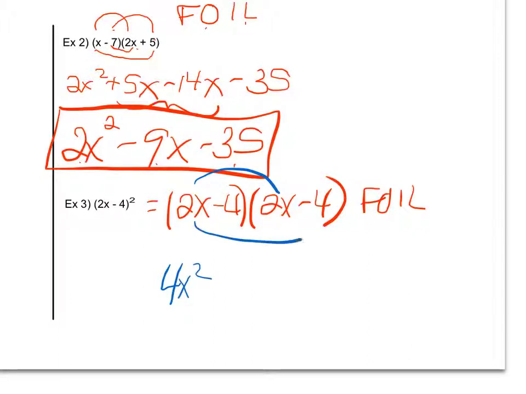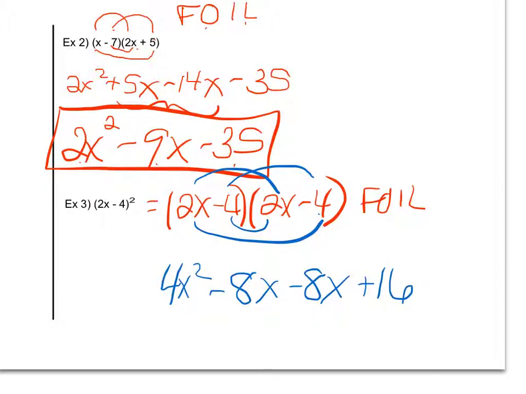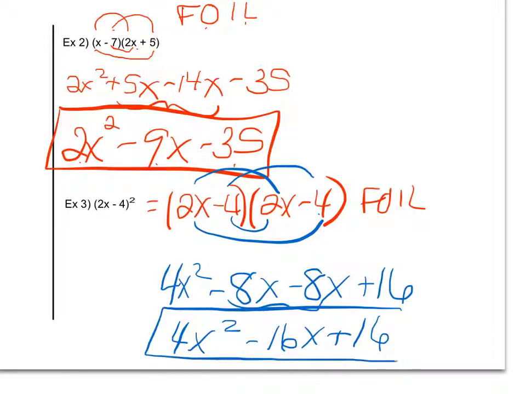Outside times outside, 2x times minus 4 would be negative 8x. Inside times inside, negative 4 times 2x is negative 8x. And last times last, negative 4 times negative 4 is positive 16. I combine my like terms, 4x squared, negative 8 minus 8 more is negative 16x's. Plus 16, I have no more like terms, so that's where I stop.